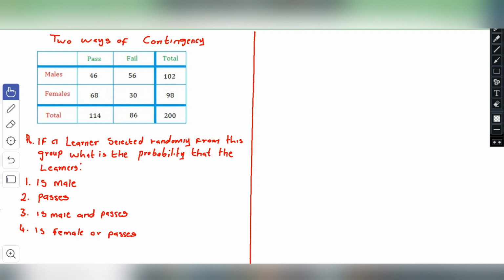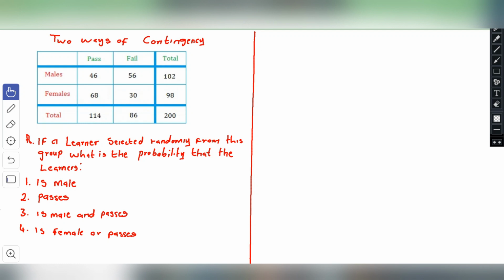So let's start. If you can check, we have the table there which shows the 200 grade 11 learners classified according to gender and the maths performance, right? So this is the maths performance, and they are also classified according to the gender. As you can see, we have males and females, right?